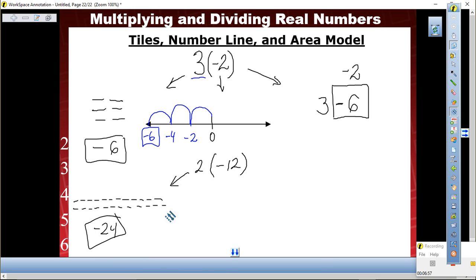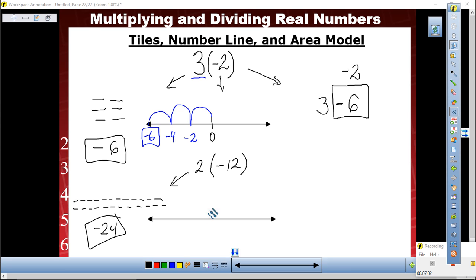With the number line, fairly simple, the same thing. The first jump should be at -12. How many times do we do that? Twice, and we land at -24.